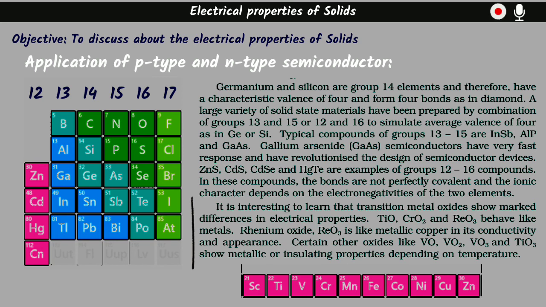Okay, and interestingly, titanium dioxide behaves as a semiconductor. Okay, so nowadays researchers use this titanium dioxide in the field of photovoltaics, that means solar cells. So this is all about the electrical behavior or electrical properties of solids, and in the next class we will discuss the magnetic behaviors or magnetic properties of solids.